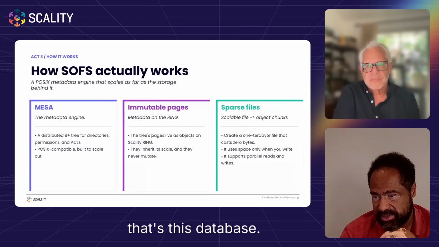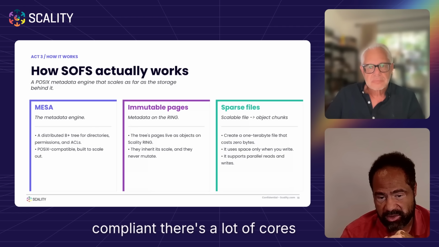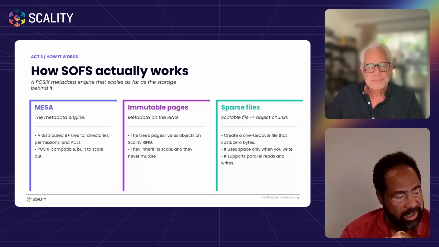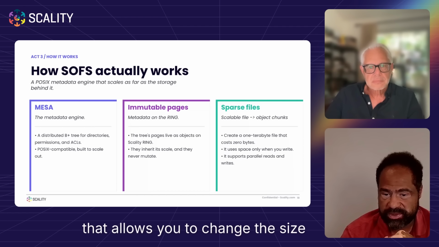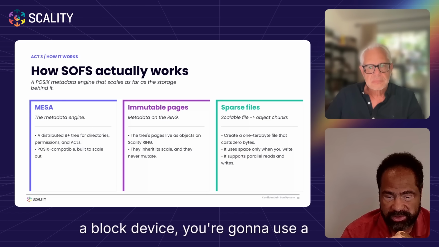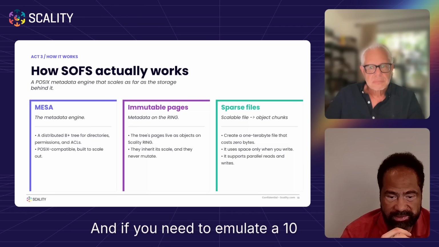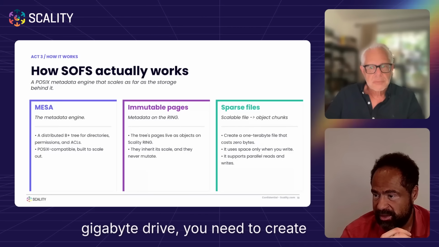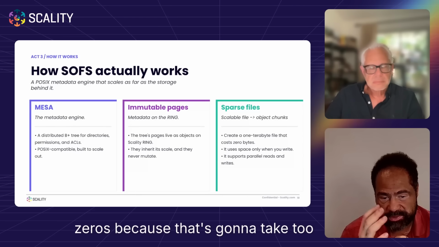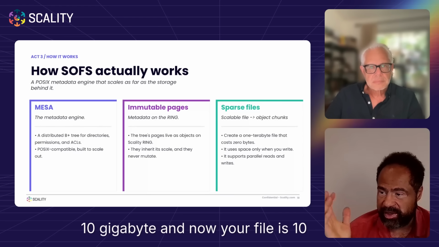So that's this database file system. When you say POSIX compliant, there's a lot of calls that people don't necessarily know, but there's one called truncate. That allows you to change the size of a file, right? And let's say you want to emulate a block device, you're going to use a file. And if you need to emulate a 10 gigabyte drive, you need to create a 10 gigabyte file, right? You're not going to fill it up with zeros because that's going to take too long. You're just going to say truncate to 10 gigabyte, and now your file is 10 gigabyte.